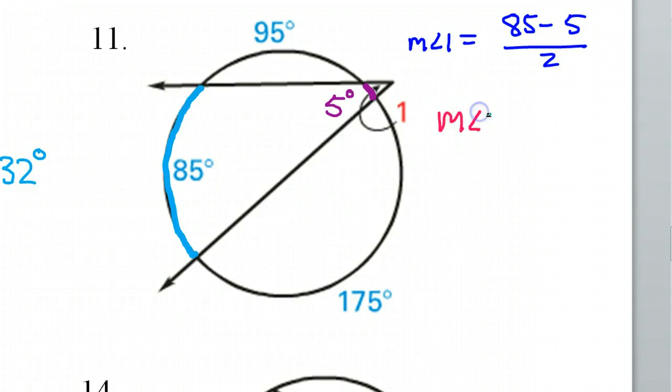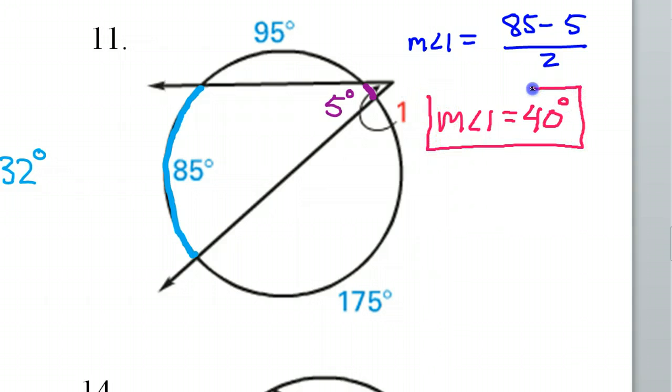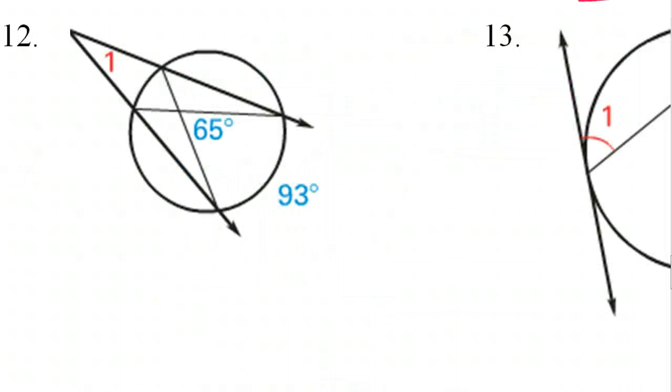So the measure of angle 1 is going to equal, well, 85 minus 5 is 80. 80 divided by 2 is 40. So the measure of angle 1 is going to be 40 degrees. And that's the answer to number 11.